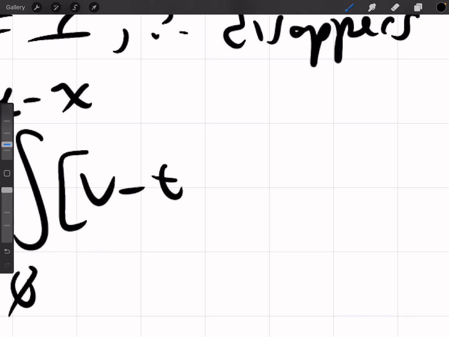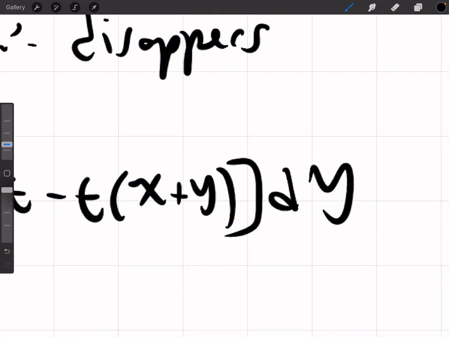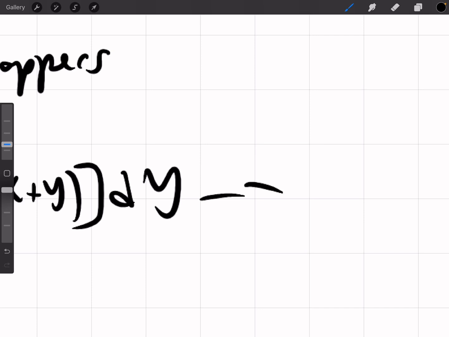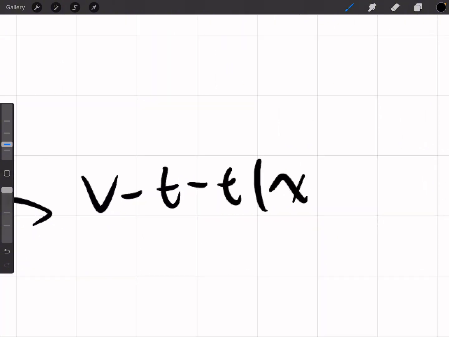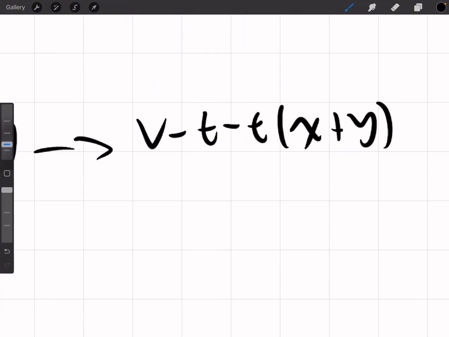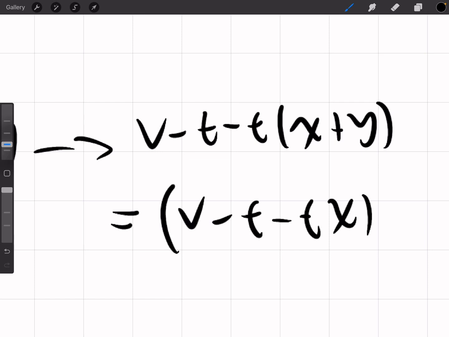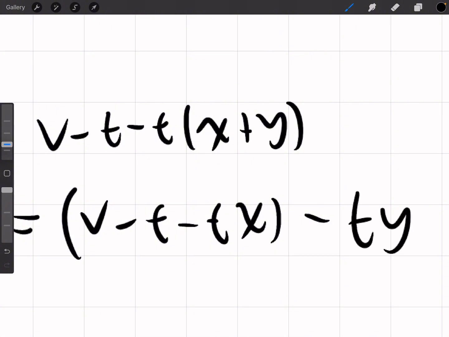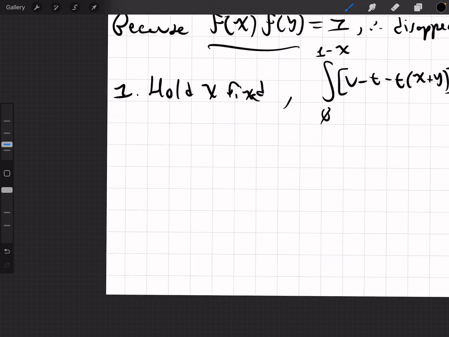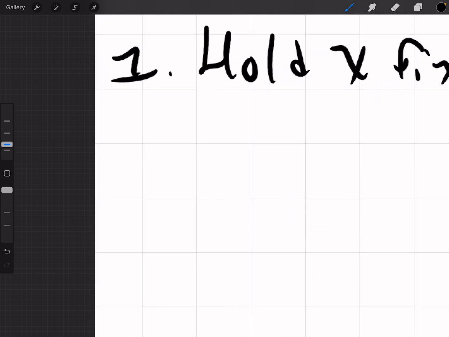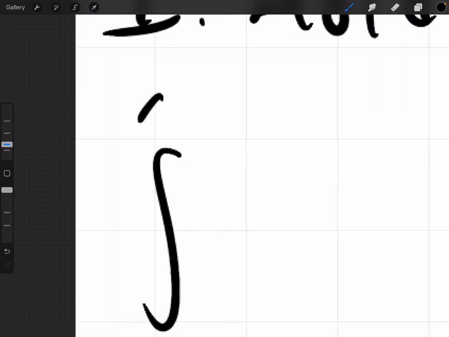V less t, x plus y dy. And you can break down some of these inner terms so they become easier to work with. So like the v less t bracket, right? This is going to give v less t tx plus ty. And this is just a constant in y. So that's easier to work with. Love that. You can integrate term by term now. I guess I'll do a little bit of that.